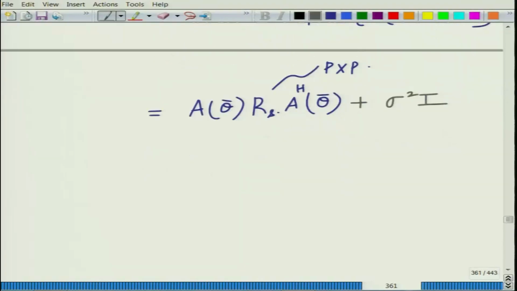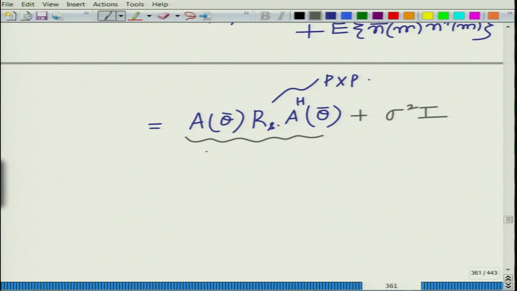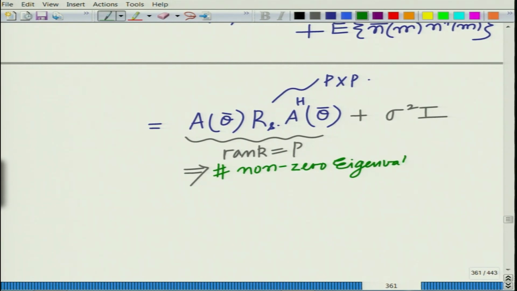Important point here, once again, is that A theta bar times R s times A theta bar Hermitian is a rank p matrix if there are p targets, and therefore it will only have p non-zero eigenvalues. This is a positive semi-definite matrix, and remember, the number of non-zero eigenvalues is equal to the rank of the matrix. So, the number of non-zero eigenvalues will be equal to p. Therefore, the important observation here is that the overall rank is equal to p, which implies the number of non-zero eigenvalues is equal to p.